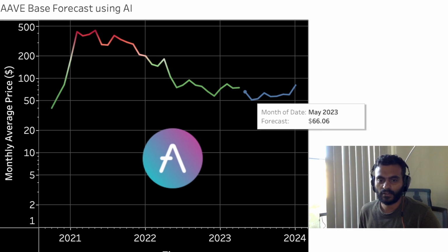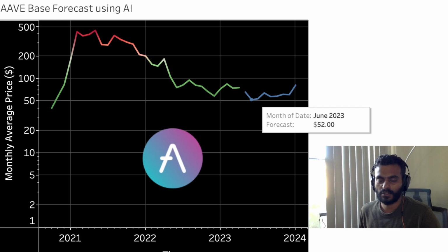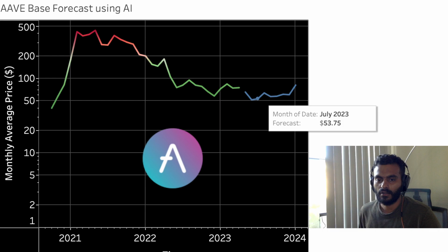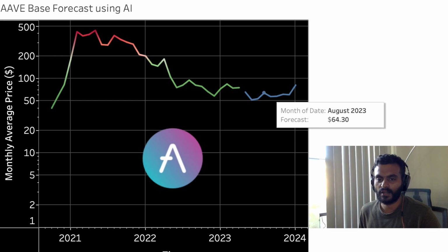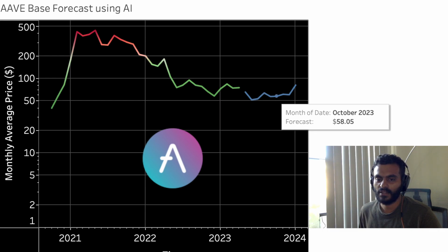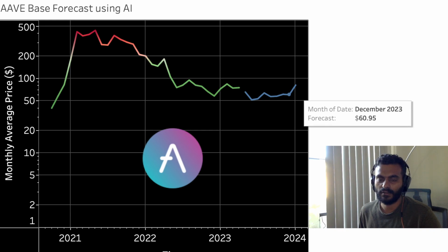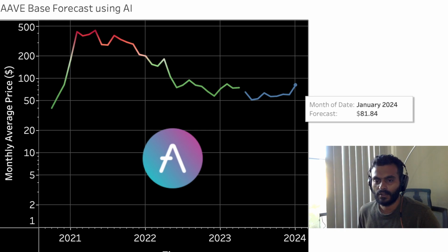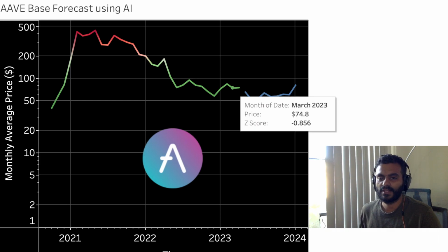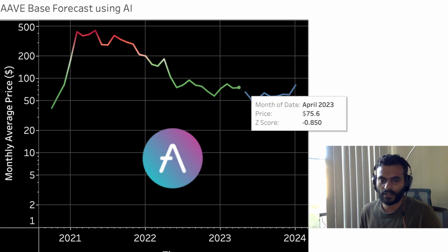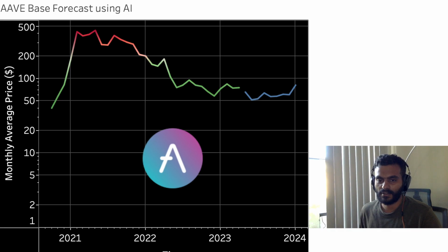So kind of like a crash till June is the trajectory. In sideways movement in July, a slight rally in August, a crash again in September, sideways movement till December, and then a small rally to the upside in January, basically close to where we are right now. So the range is 66, starts with $66, goes all the way to $52, and then back up to $81. So that's the base scenario, and this is the forecast in that scenario.